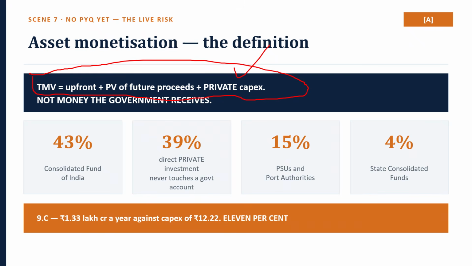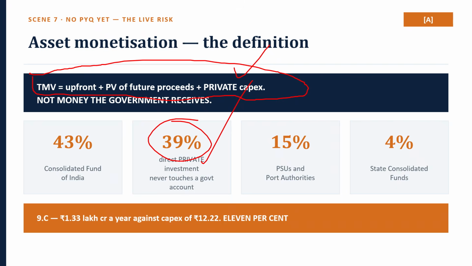So total monetization value, that is TMV, is not money the government will receive. TMV equals proceeds received upfront plus the present value of expected future proceeds plus estimated private capital expenditure in the projects. NMP's own accrual table proves it. Of the 10.82 lakh crore flowing within financial year 2026 to 2030, 39% is direct private investment. 39% is direct private investment, never touches a government account.